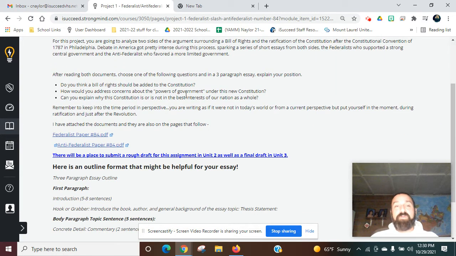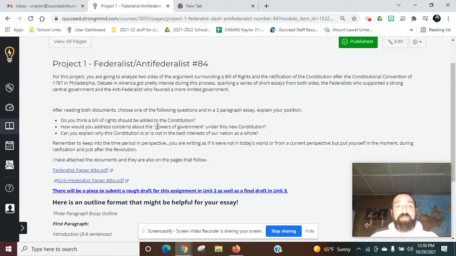After reading both documents, which I've attached here, and there's also a page after these, consider: Do you think the Bill of Rights should be added to the Constitution? How would you address concerns about the powers of government under this new Constitution? And can you explain why this Constitution is or is not in the best interests of our nation as a whole? So you take the side of either a Federalist, who supported the Constitution, or an Anti-Federalist, who really weren't jazzed about this concept. Keep in mind the time period.